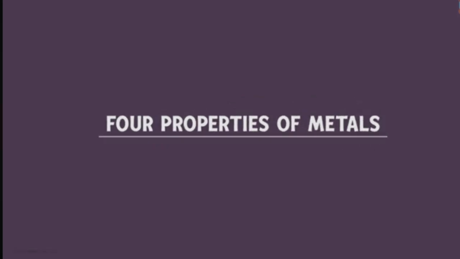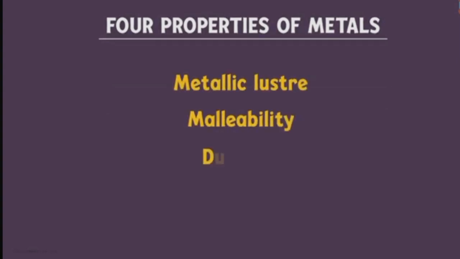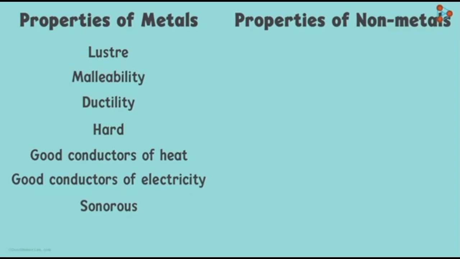So far we discussed the four properties of metals. Metals have metallic luster, malleability, ductility, and they are hard. Metals are also good conductors of heat and electricity, and they show the property of sonority.